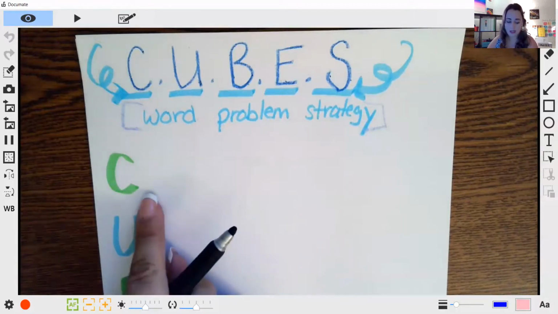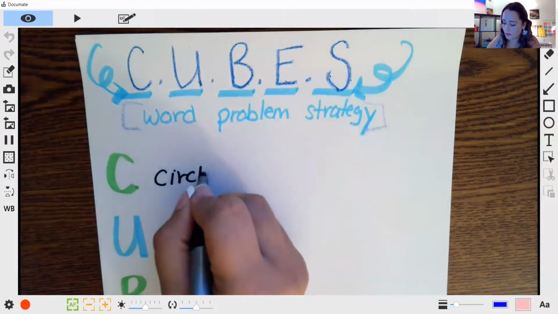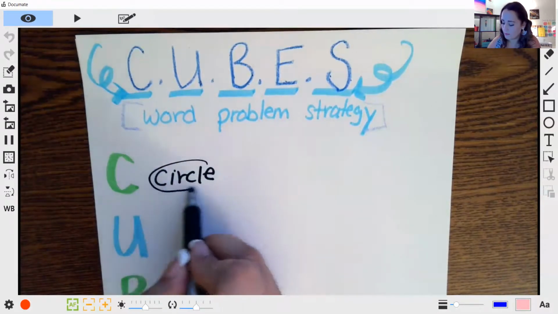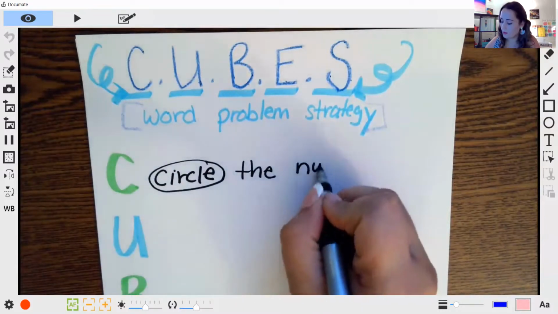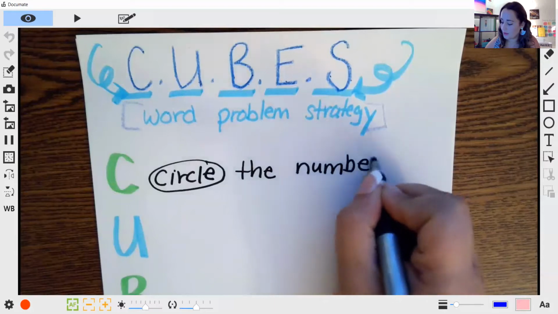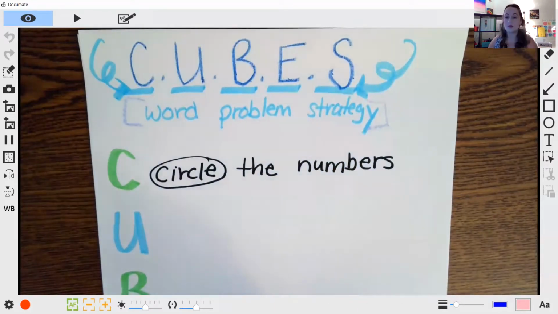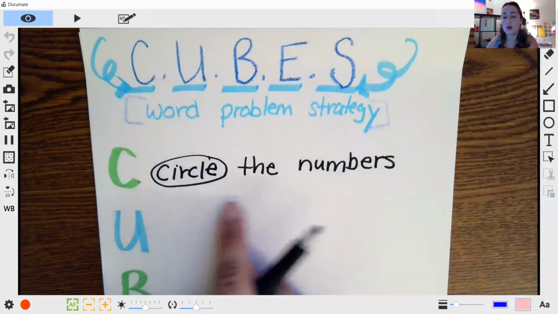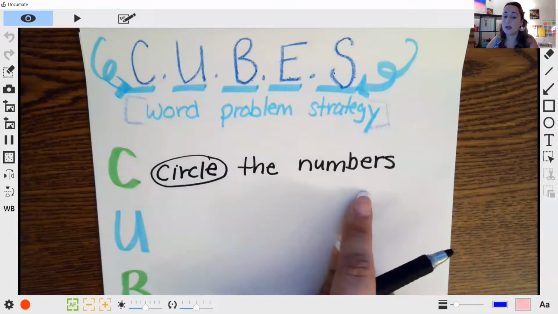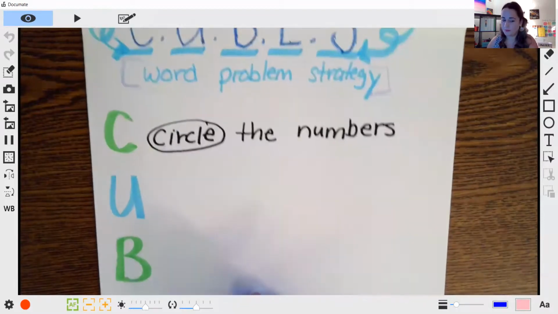Okay, so the C in C.U.B.E.S is going to stand for circle the numbers. Okay. So when you circle the numbers in a word problem, it's going to help those stand out for you. So no matter what, whenever you start a word problem, a good strategy to start with is the C in C.U.B.E.S, circle all the numbers that you see. Now, some of them you may not use in the word problem, and some of them you will, okay?